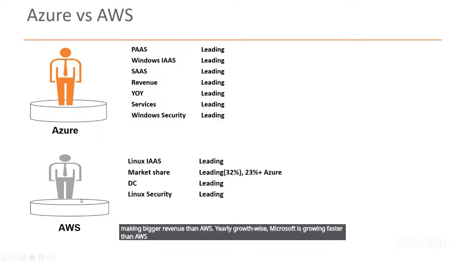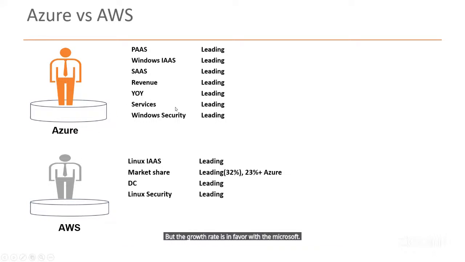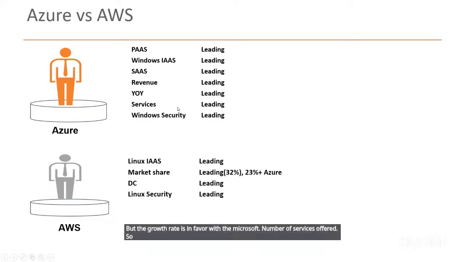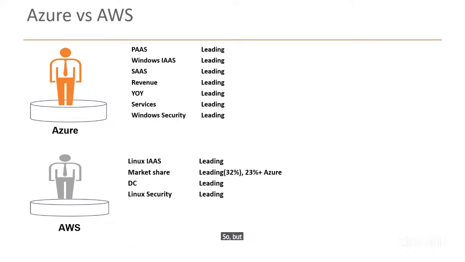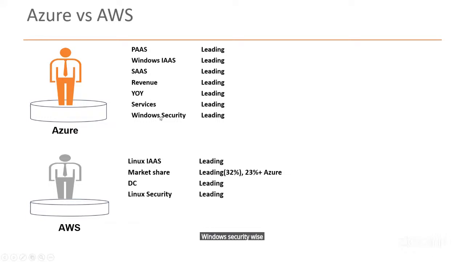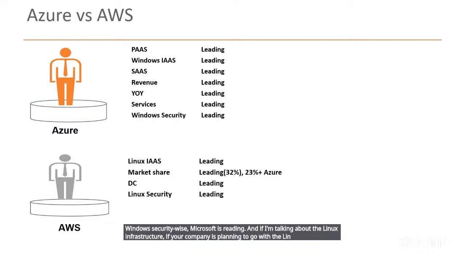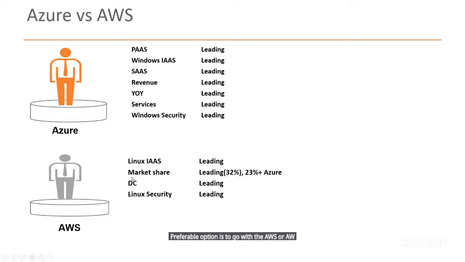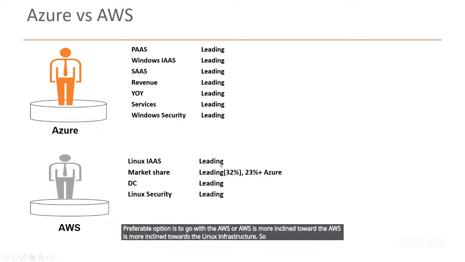I'm not saying AWS is not growing, they are growing, but the growth rate is in favor of Microsoft. Number of services offered, almost all the cloud providers are offering the same services. But overall, if you check, the number is a little higher, and that is in favor of Microsoft Azure. Windows security-wise, Microsoft is leading. And if I'm talking about Linux infrastructure, if your company is planning to go with Linux infrastructure, in this case the preferable option is AWS, as AWS is more inclined toward Linux infrastructure. So Linux infrastructure-wise, they are leading.